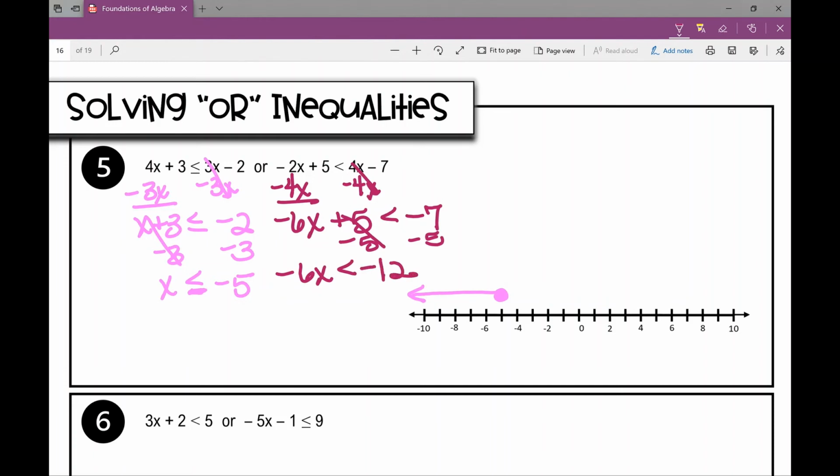Now what do I do? Divide both sides by negative 6. And what do we do when we divide by a negative number? We flip our sign. So x is greater than negative 12 divided by negative 6, which is positive 2. So now let's graph this on our number line.